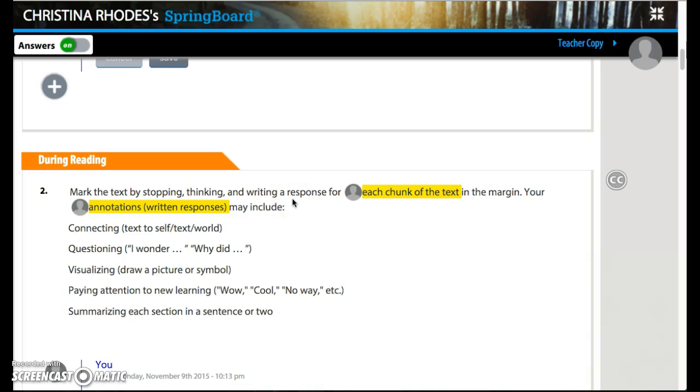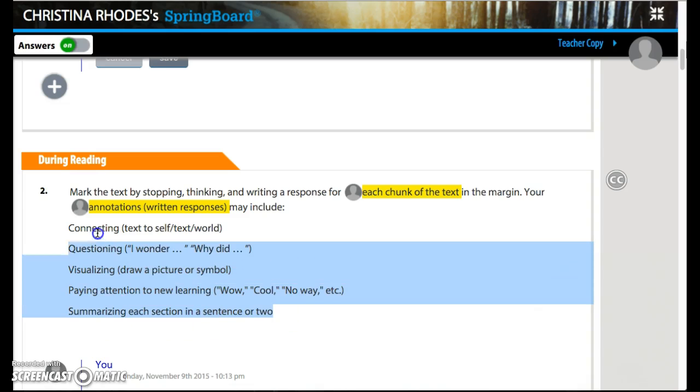So you're going to be using your metacognitive markers. You should know what these are, but you're connecting to the text, to self, to your world. You're questioning. Any kind of questions, you're marking a question mark next to it, like I wonder or why did. You can visualize, you can draw a picture or a symbol. Pay attention to new learning, like wow, cool, no way. You're going to be putting an exclamation point next to those. The metacognitive markers are also on your desk. You are going to be summarizing each section in a sentence or two.